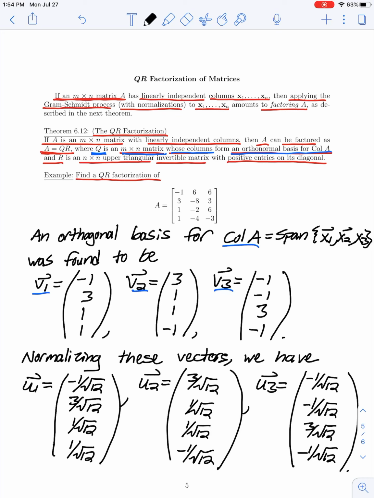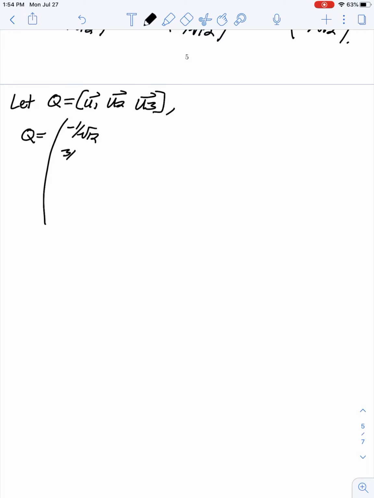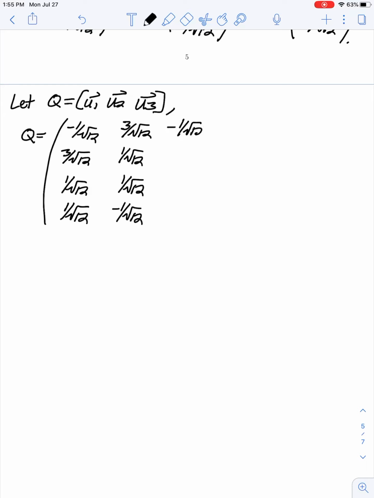So our theorem 6.12 says that for this factorization, we could take Q to be the matrix which has these orthonormal basis vectors as its columns. So here we're going to let Q equal the matrix with column vectors u1, u2, and u3. So Q is the matrix where our first column is negative 1 over root 12, 3 over root 12, 1 over root 12, and 1 over root 12. Second column is 3 over root 12, 1 over root 12, 1 over root 12, and negative 1 over root 12. Then our last column, u3, is negative 1 over root 12, negative 1 over root 12, 3 over root 12, and negative 1 over root 12.